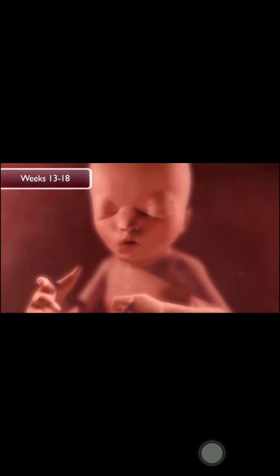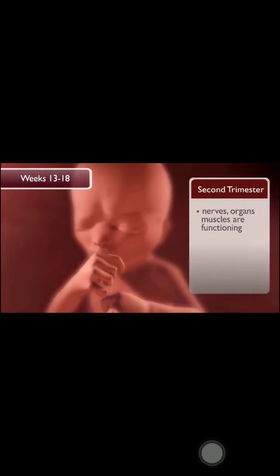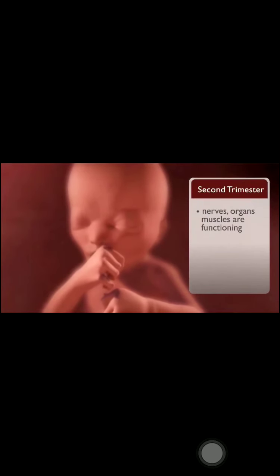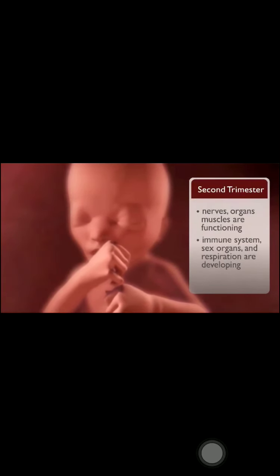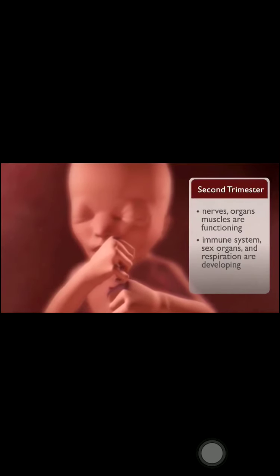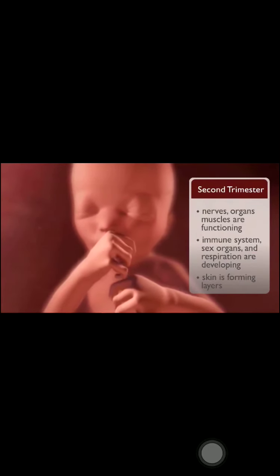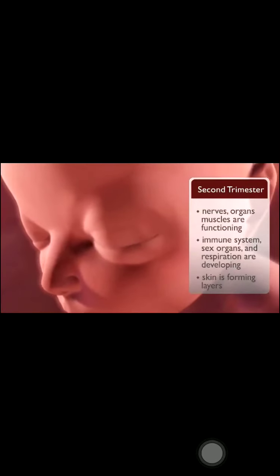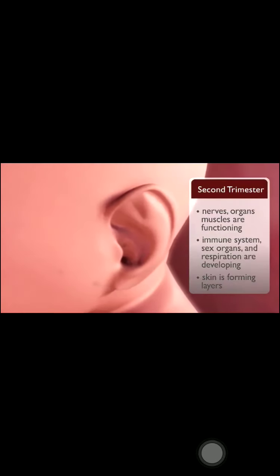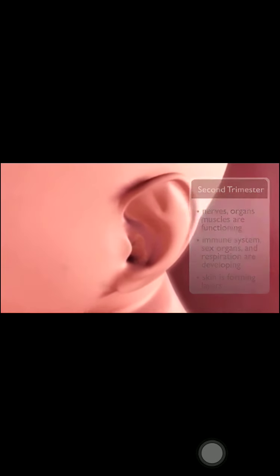At 13 to 18 weeks, 11 to 16 weeks after conception, all the baby's nerves, organs, and muscles are functioning. The immune system, sex organs, and respiration are developing. The skin is forming distinct layers, and the baby is developing fat stores. Its ears stick out of its head.